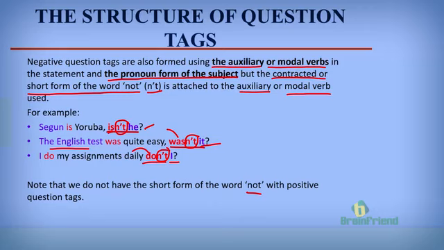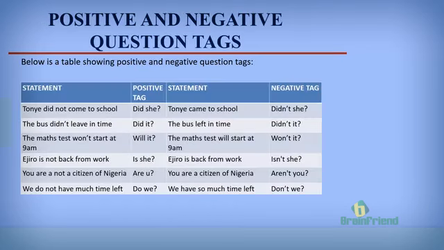Earlier on, we had looked at positive question tags and we said they do not come with n't. That is the short form of the word not because they are positive. Not is a negative word, so we only have that in negative question tags. Now let's look at this table on the board showing positive and negative question tags. Here we'll be able to differentiate how to write positive question tags from how to write negative question tags.